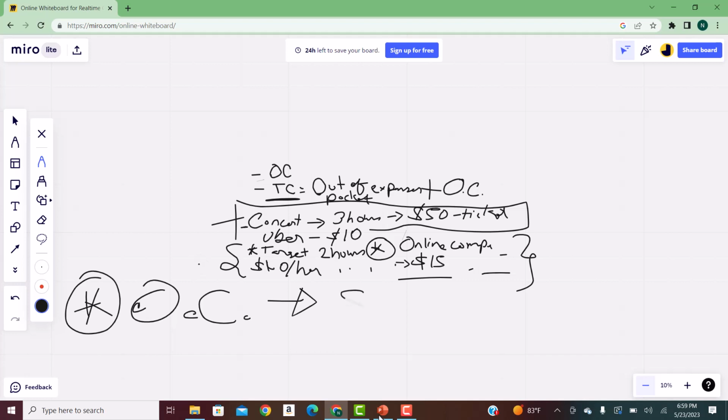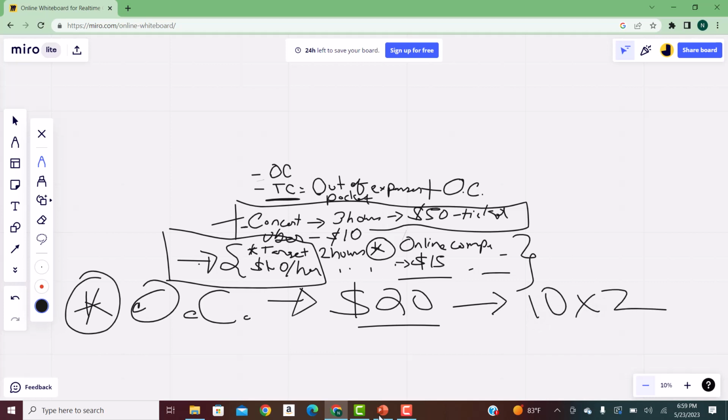So our opportunity cost in this case will be $20 because that is the next best alternative, and we are giving up the benefit that we are getting from this next best alternative of Target. Because we're getting $10 per hour times 2 hours, that will give you $20 that we are giving up. And that is our next best alternative out of the two, the online competition and Target. The next best alternative is Target because we are getting $20 versus $15. So that is our opportunity cost.